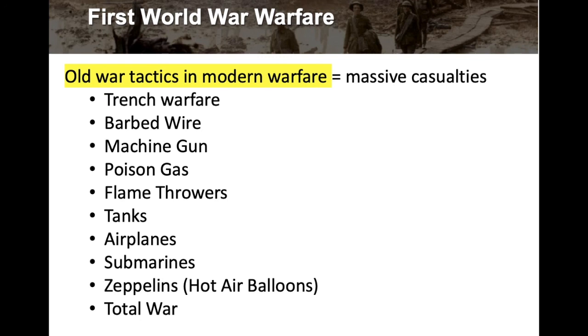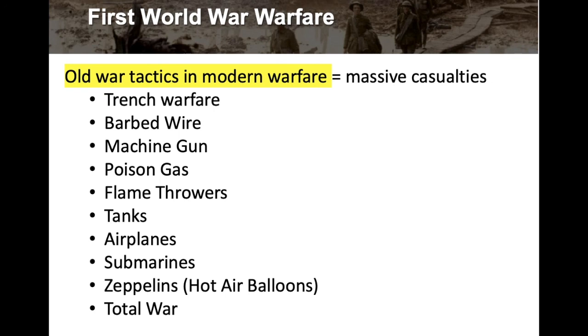And then just the idea of total war, where total war is a movement of putting everything of your nation onto a war footing. So the economy, the industry, the people, everything went to fight the war. And so there was total war in World War I. It would also happen again in World War II.